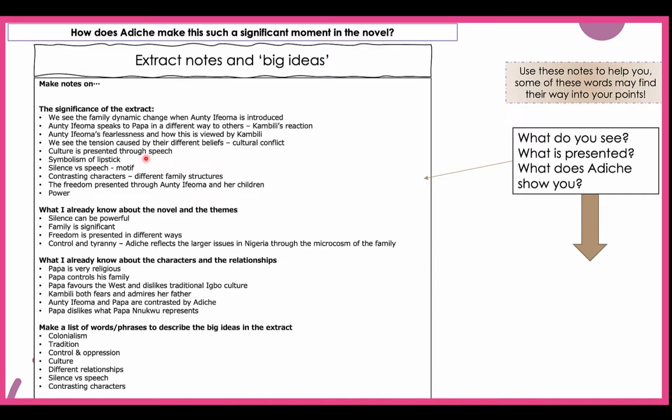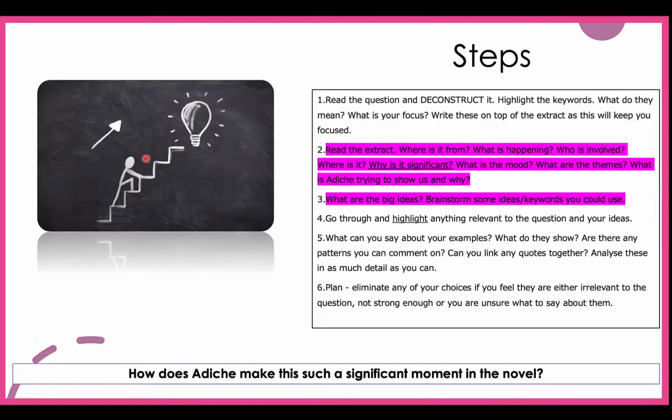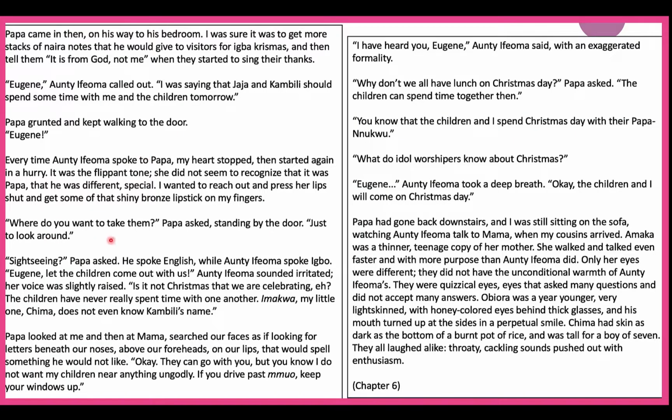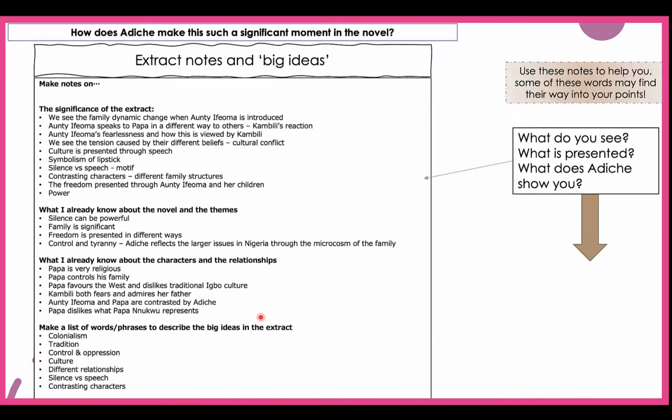We see how culture is presented through speech. So we have the different speech patterns of each of the characters. So we have the formal English, but then we have the Igbo coming in as well from Auntie Ifeoma. So that really stands out. So that's something that I chose to note down here. The symbolism of the lipstick. The lipstick is a symbol that you see at multiple different points throughout the novel. So it's interesting that it also appears here. We have this motif that again all the way through the novel we see, silence versus speech, does appear here.